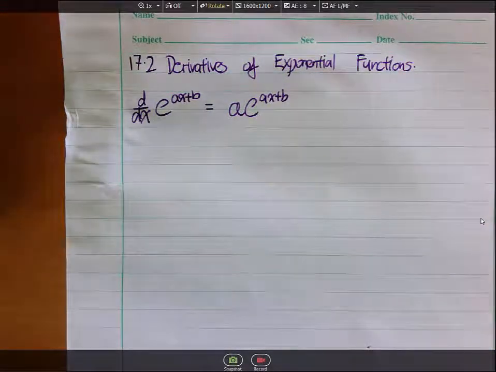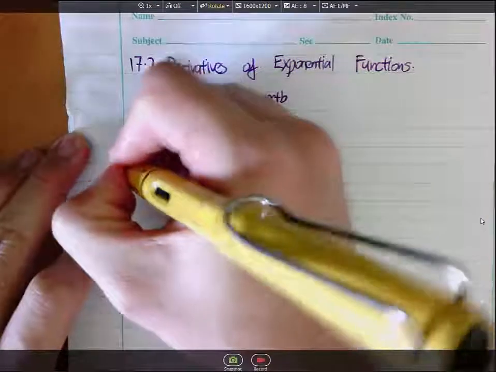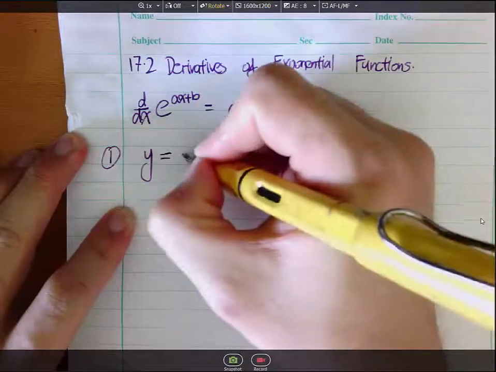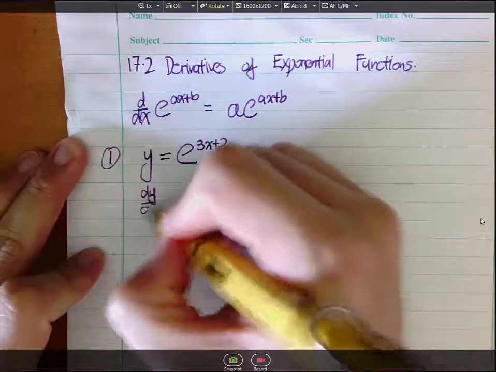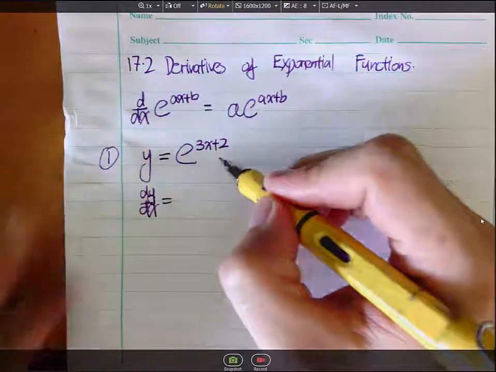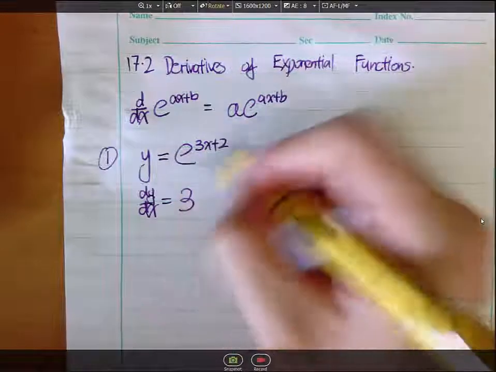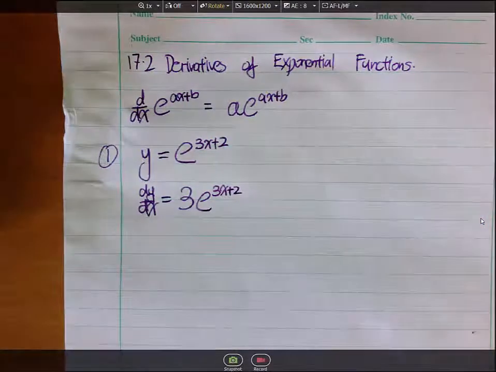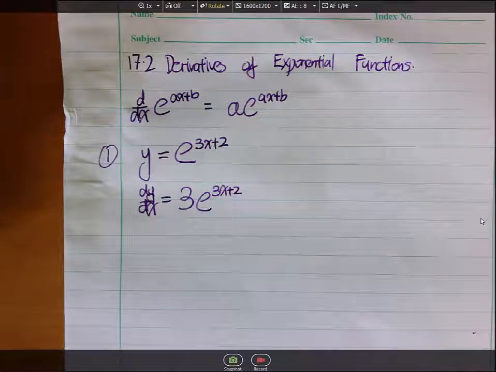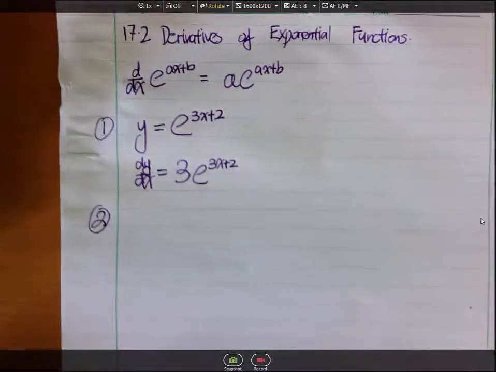Why don't I give you something with numbers so that it's easier for you to grasp what's going on. For example, my first example is when y is equal to e to the power of 3x plus 2. When I differentiate y with respect to x, first we differentiate 3x plus 2, which gives you 3. You just bring down what you have differentiated, put the 3 there, then copy the original function, e to the power of 3x plus 2. Okay, that's the basics of the derivative of exponential functions.